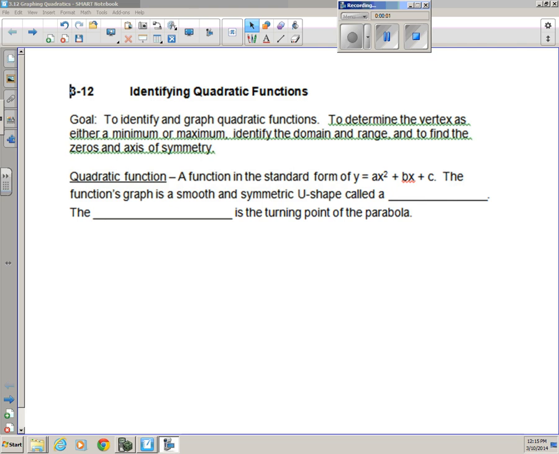So what we're going to do today is talk about different characteristics of quadratic functions, and we're also going to graph them. And we use the calculator for sure, so definitely make sure you have your graphing calculator with you.